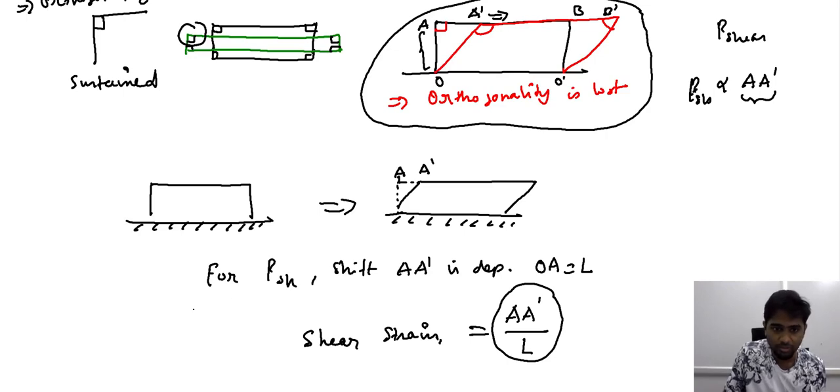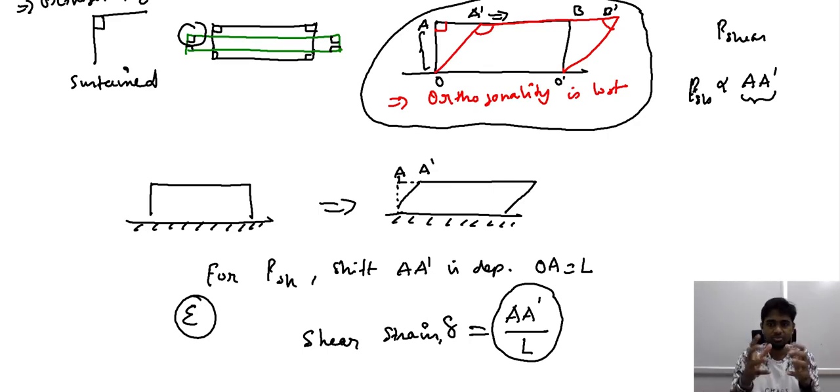In case of the longitudinal strains, or the strain that we get out of compressive or tensile loading, we represent it in terms of epsilon. In case of shear strain, we use delta. So this delta is used to describe the shear strain that we observe when we are imposing the corresponding shear load.